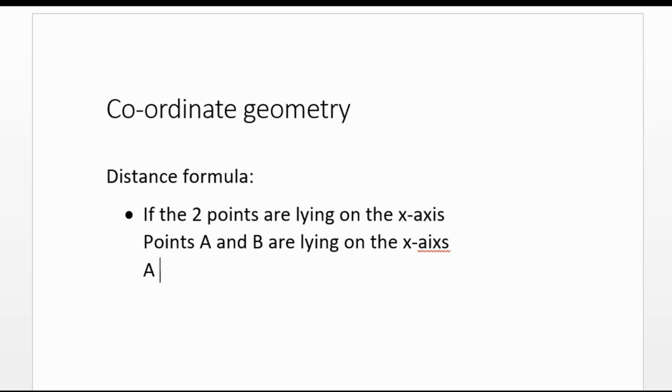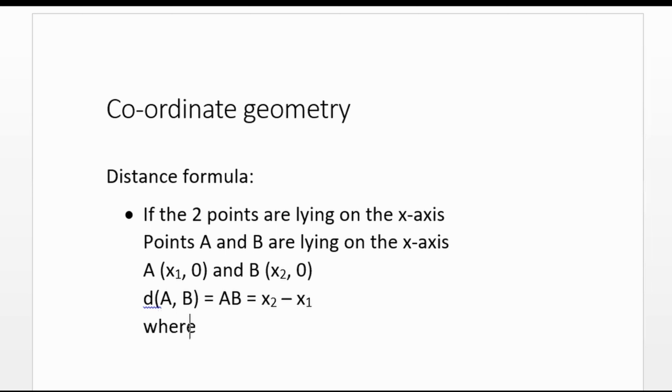So let's assume the coordinates of points A and B are, A will be x1 and its y-coordinate will be 0. And the coordinates of point B will be x2 and its y-coordinate will be 0. So in this case, the distance between A and B, which can be simply written as AB, will be equal to x2 minus x1, where x2 is greater than x1.